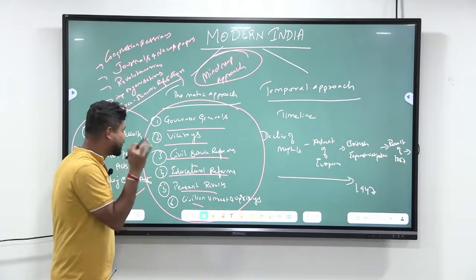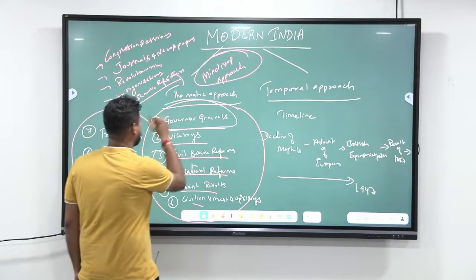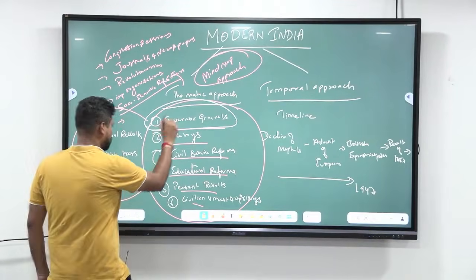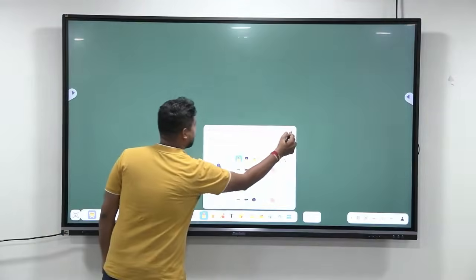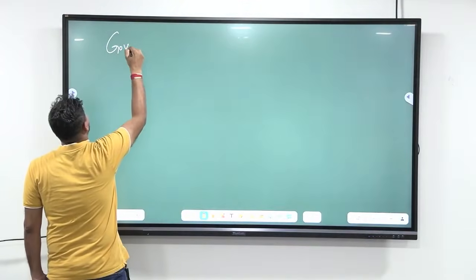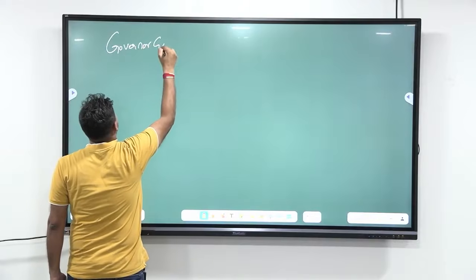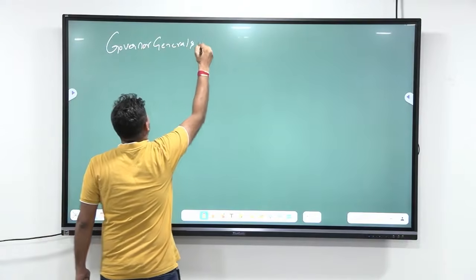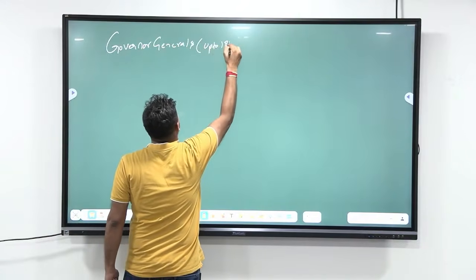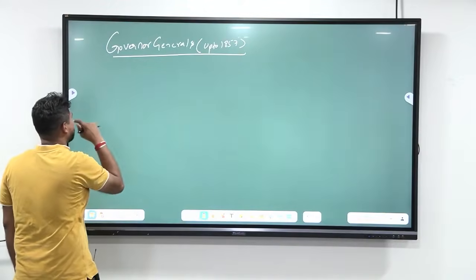Alright, so let us start with the first thematic. The first thematic is Governor General. Okay, so let us start with this. I hope you people are ready. Now, let us apply the mind map approach to the Governor Generals. Okay, that is up to 1857. So let us apply the mind map approach.